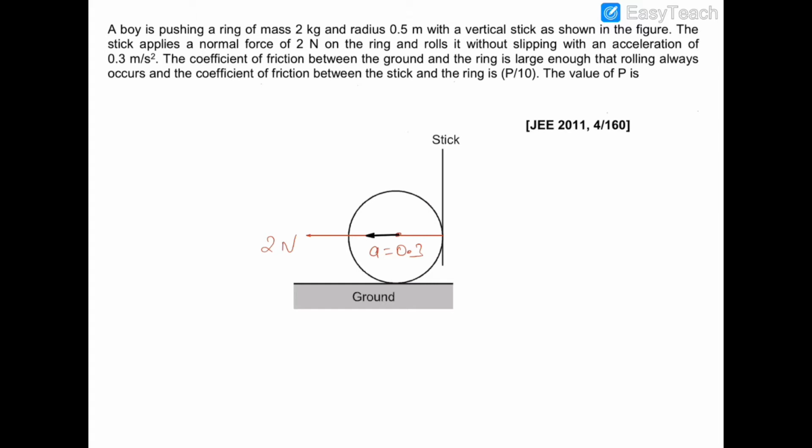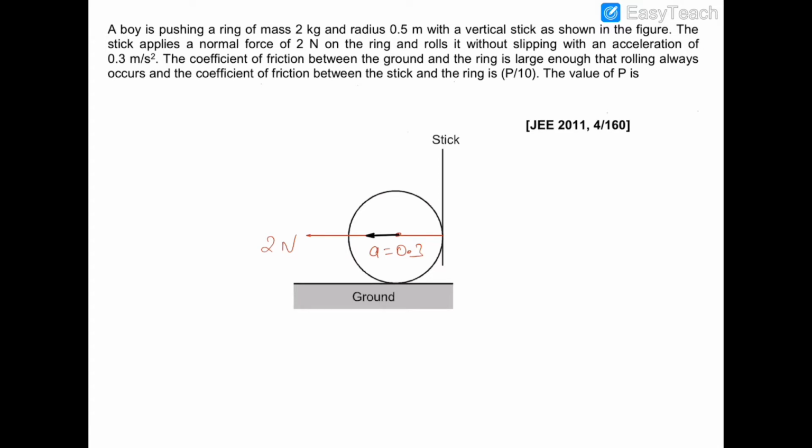Now it is given that this ring is rolling purely on the ground, as well as the friction on the ground is large enough to prevent any kind of sliding, and we have to find out the coefficient of friction between stick and this ring. So let us start the question by drawing all the forces which are acting on this ring.